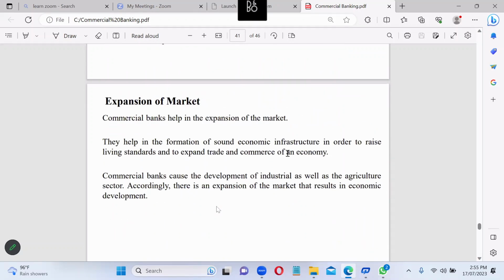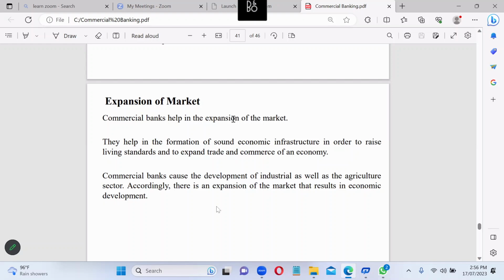And expansion of the market also. Sometimes the commercial bank helps with expansion. Sometimes the market is very small. They cannot expand the market because of a lack of money. So they go and take a loan and develop or grow the market through commercial bank loans. They also help in the formation of a sound economic infrastructure. So the living standard rises, and the trade and commerce of an economy expand.